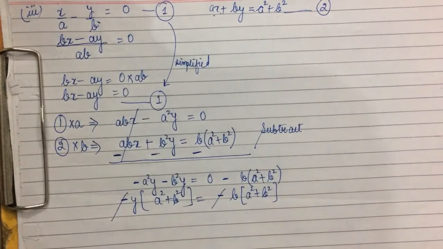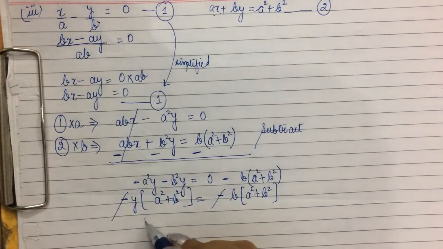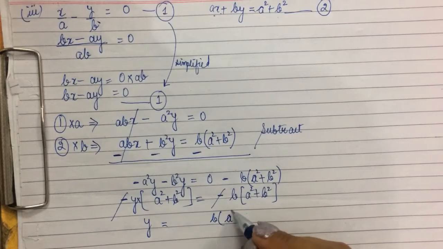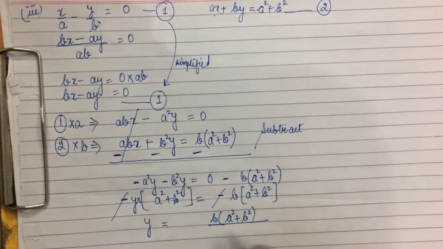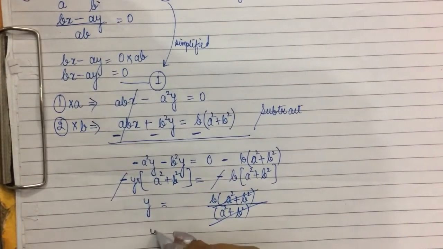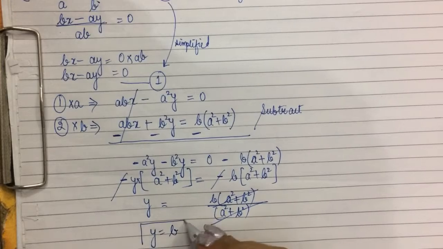Negative from both sides get cancelled. This binomial is multiplied with b. Let's transpose it to right hand side. It will appear in the denominator. Now these two binomials match, they'll get cancelled. Y comes out to be b.